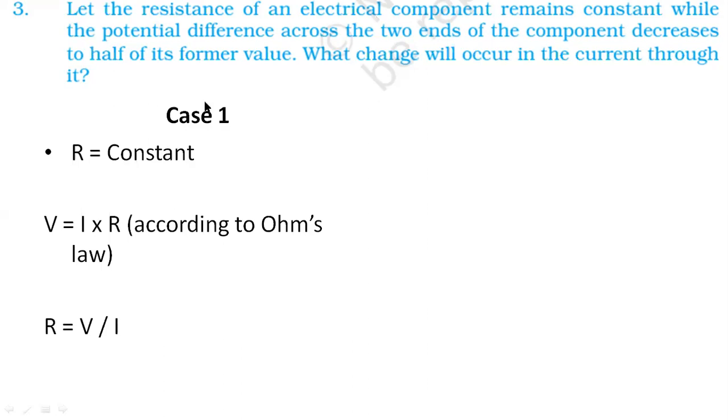In case 2, they are asking us to decrease the potential difference by half. So let us put case 2. In case 2, they are asking us to decrease the potential difference. So the new potential difference, let us call it V1, and they are saying decrease the value by half. Half का मतलब क्या होता है? आधा. So initially it was V, half means what? V by 2. That is the new potential difference.